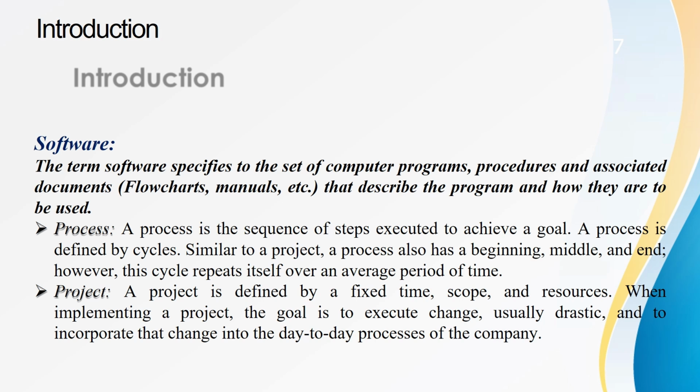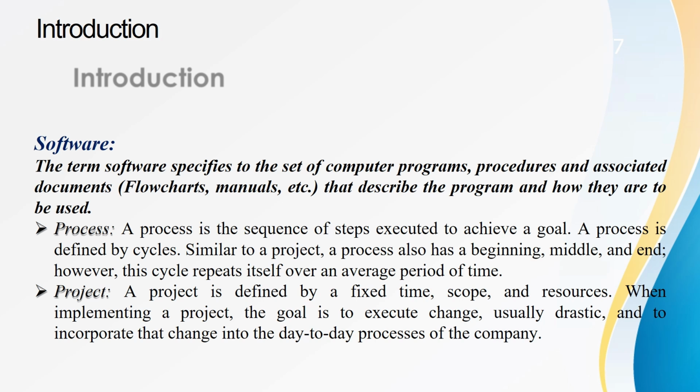The process also has a beginning stage, middle stage, and end stage. This life cycle repeats over a period of time until we finish the software development product. For example, what are the process activities? We can say planning, analysis, designing, testing, implementation and maintenance. These are the various process activities.